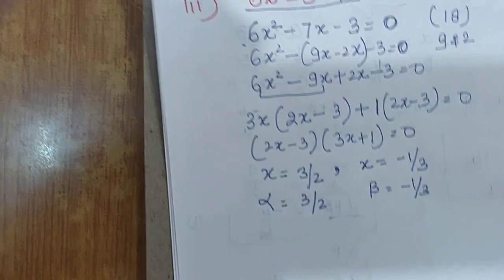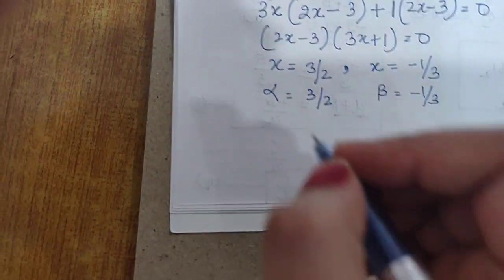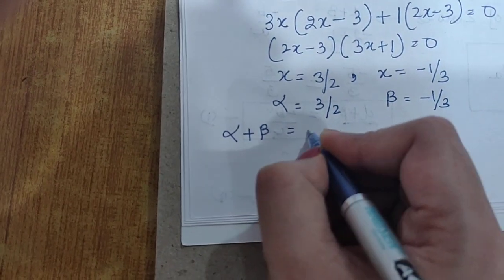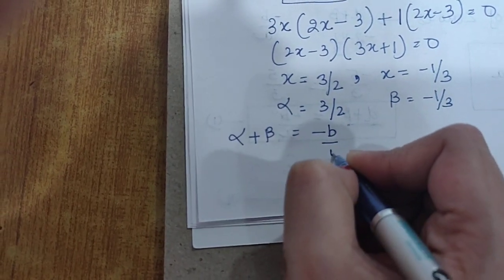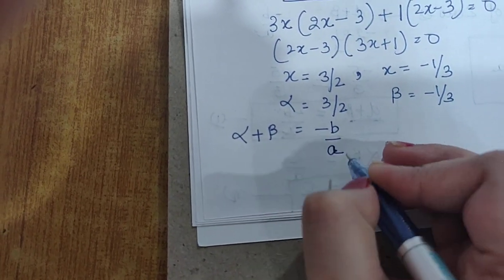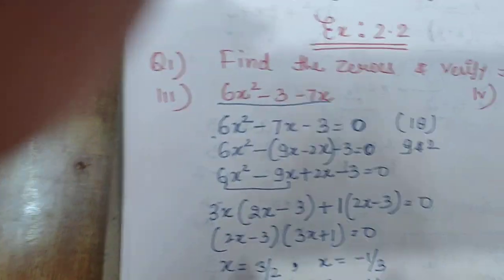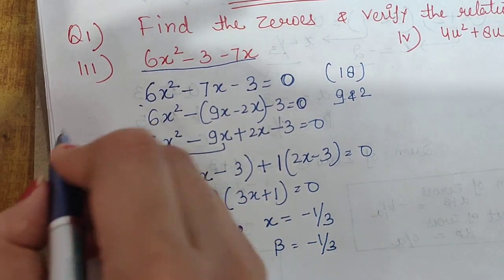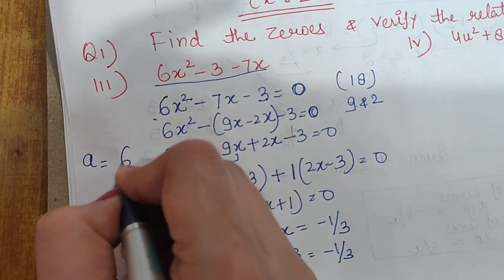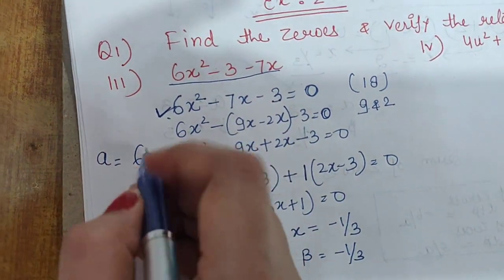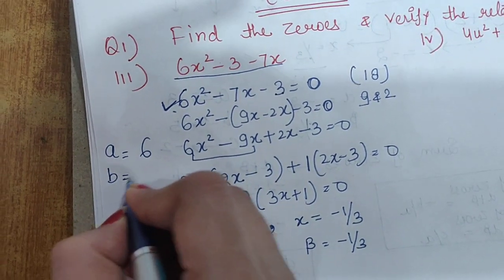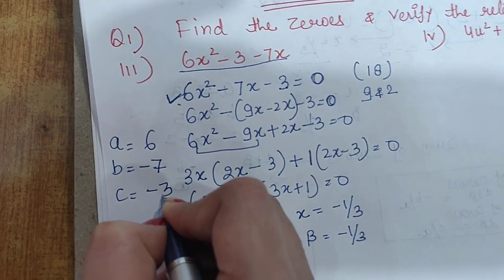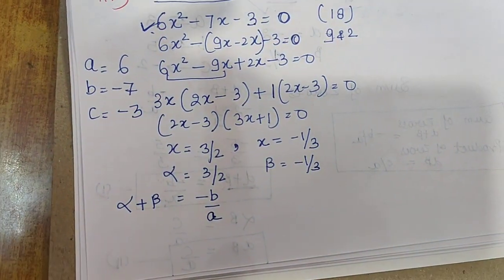Now we will verify the relation. Alpha plus beta should be equal to minus b upon a. So first of all, find out the values of a, b and c. What is the value of a? 6, after converting to standard form. What is the value of b? Minus 7. And what is the value of c? Minus 3.